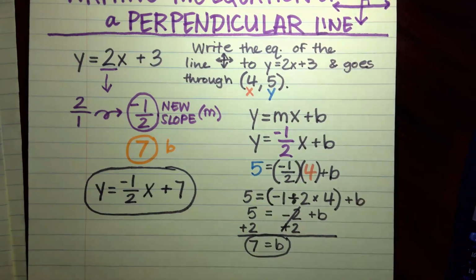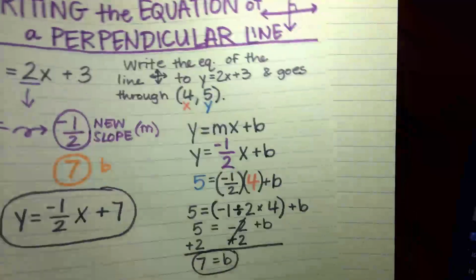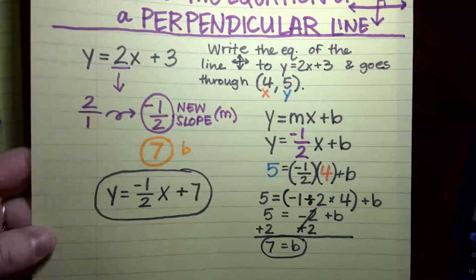Perpendicular line, though, when you're solving for it, you always use the new slope, always, always, always. Your first step is find your new slope, and you're going to use the negative reciprocal to find it. So let's do another one together. I'm going to flip my page. Does anyone still need this?